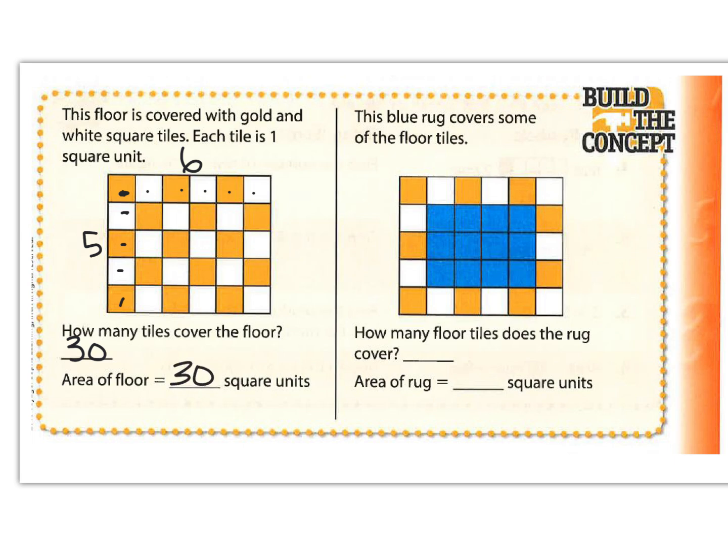This says, this blue rug covers some of the floor tiles. How many floor tiles does the rug cover? Well, let's count quick. 1, 2, 3, 4, 5, 6, 7, 8, 9, 10, 11, 12. And then we know that there are 1, 2, 3 rows of blue, and then in each row there are 1, 2, 3, 4. Well, 4 times 3 is 12.